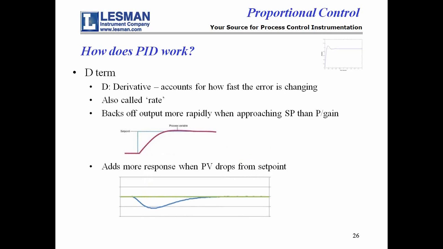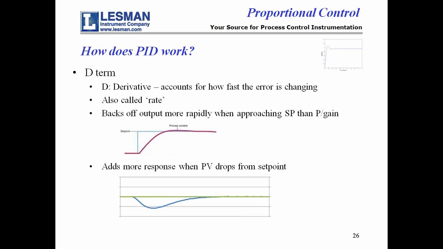The D term is derivative or rate, and it looks at the rate of change of the error. What it does essentially is, as a signal is approaching set point, it backs off more rapidly so that it prevents overshoot. Or on the other hand, if you're at set point and there's a load change and the process variable drops off, it will accelerate the output response rather than just waiting for whatever the proportional response would be.